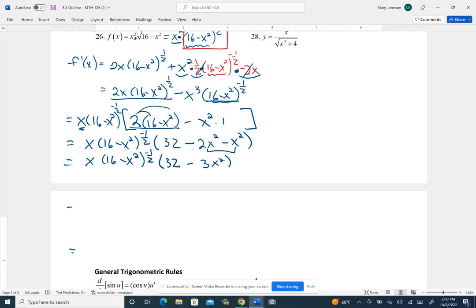Okay, so I'm going to wind up with, I can see the x that I would wind up having on top there, along with the 32 minus 3x squared. And then down here, I would move that 16 minus x squared, put it under the radical. And there you have it.